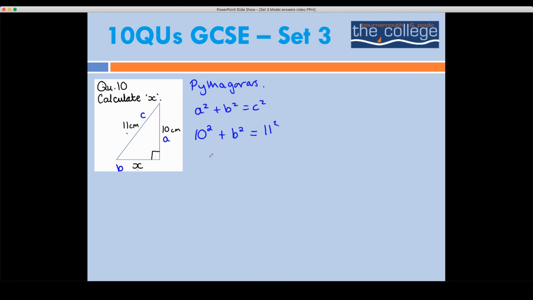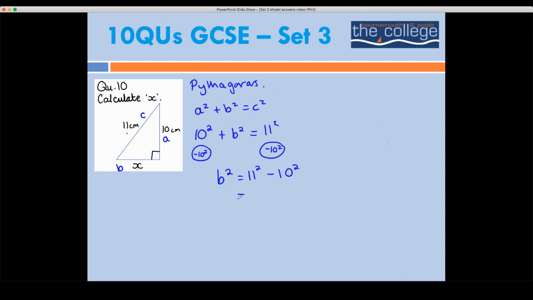Okay. So we're trying to get B on its own. So what we need to do is get rid of this 10 squared. We've got to balance it. Take that 10 squared away from both sides. Okay, we're taking it away from both sides. If we take it away from that side, we get rid of it. So we're left with b squared. And I'm going to actually write it on here because I need to. So take away 10 squared.